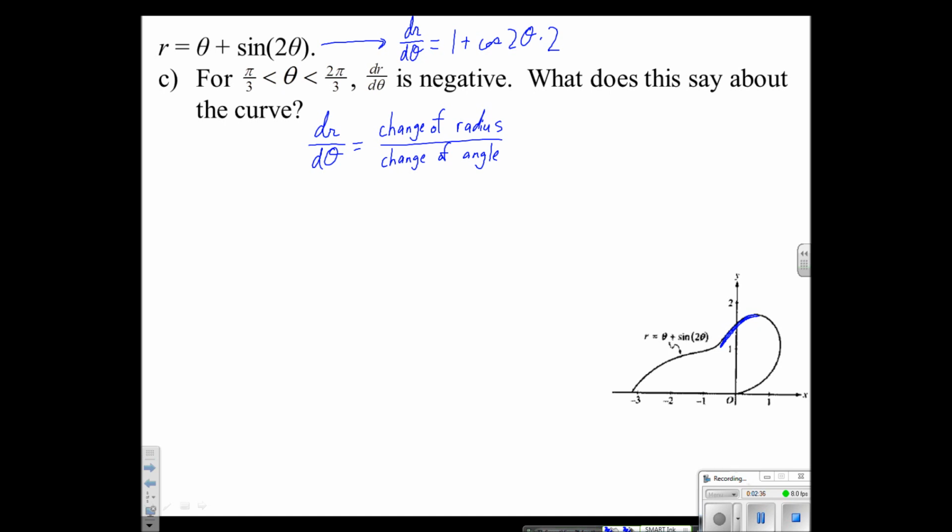What I'm interested in is that the points are getting closer to the origin because the radius is decreasing as theta goes on, as theta increases.